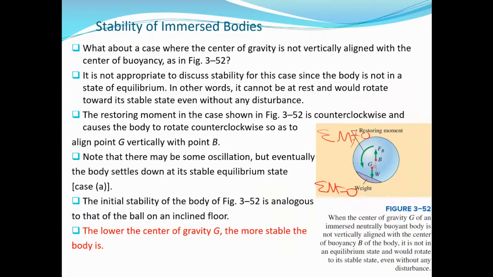Okay, the initial stability of the body of figure 3.52, which is this one, is analogous to that of the ball on an inclined floor. You remember we talked about the ball on an inclined floor, which we said is not in equilibrium because as soon as you release it, it will definitely move. So it is not in equilibrium ab initio. Okay. So like I mentioned before, what all these figures are telling you is that the lower the center of gravity G, the more stable the body is. Okay. And that is why even cars that are more stable, you realize they have their center of gravity lower to the ground, okay? So whenever a car has its center of gravity lower to the ground level, you realize that it becomes very, very stable, okay?